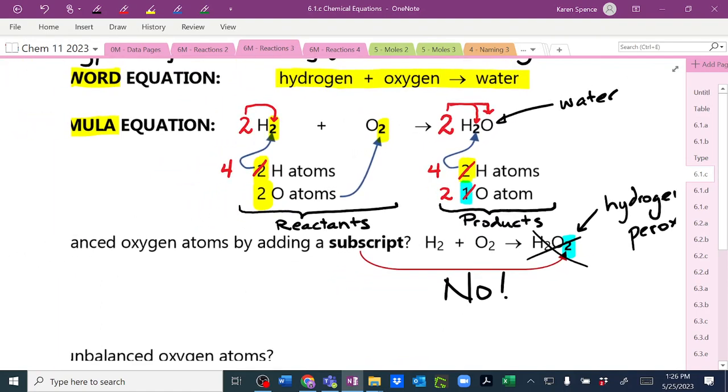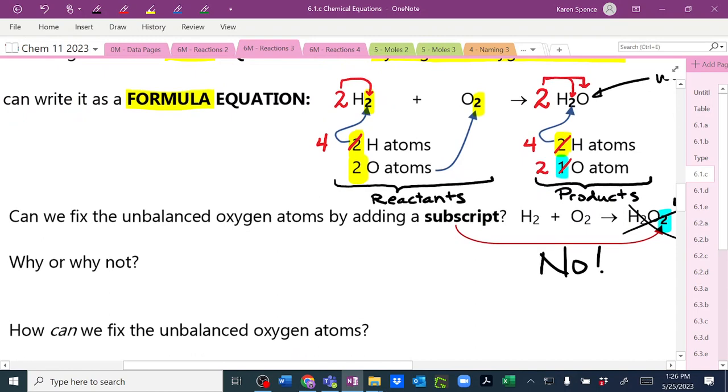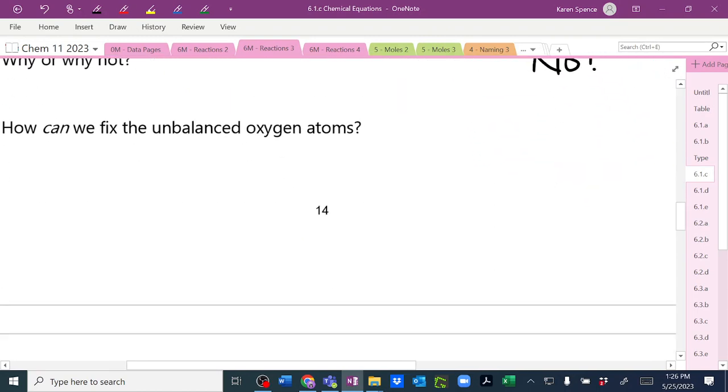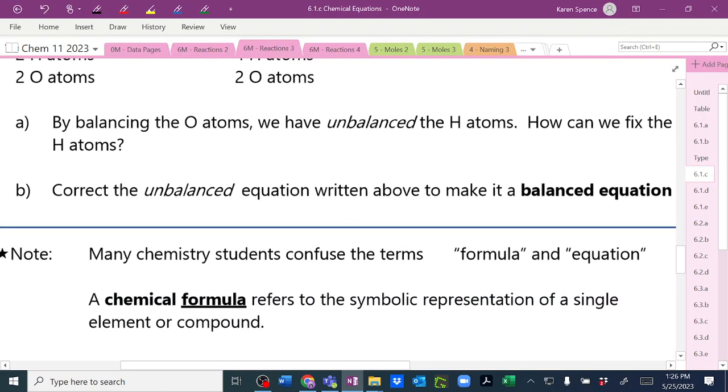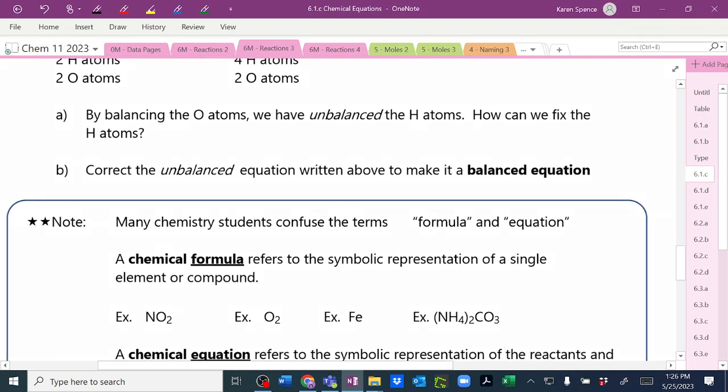And a lot of them really are that simple. A lot of the ones you'll be doing right away will be quite simple. So we're just going to leave that. So we have an unbalanced equation. We've created a balanced equation.